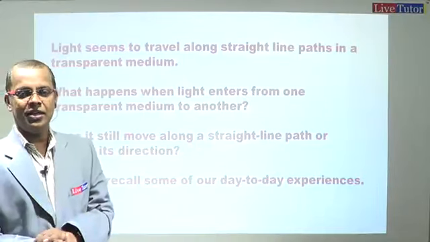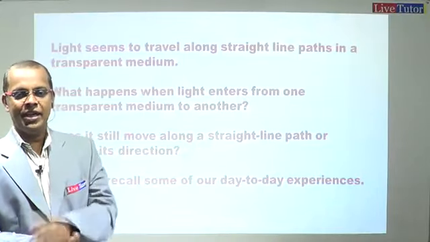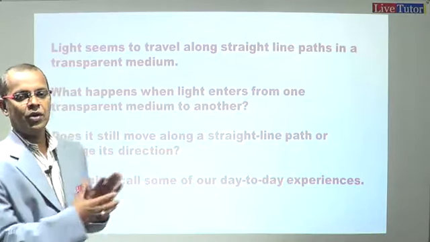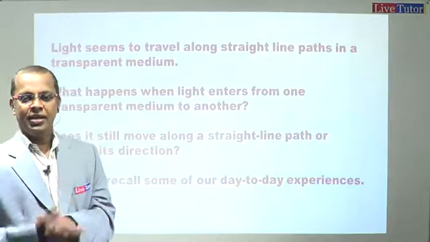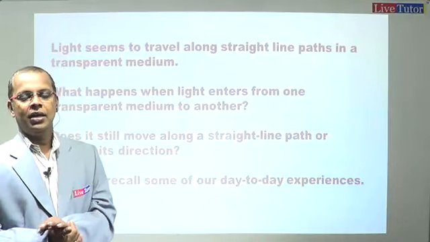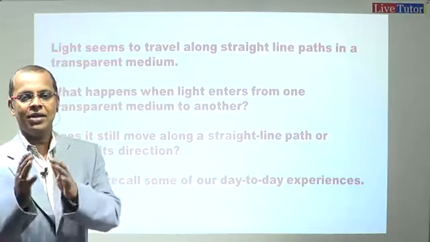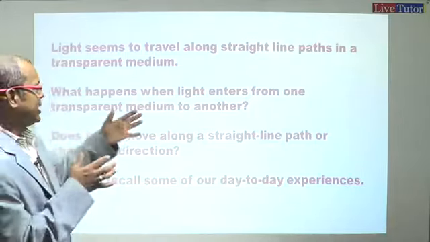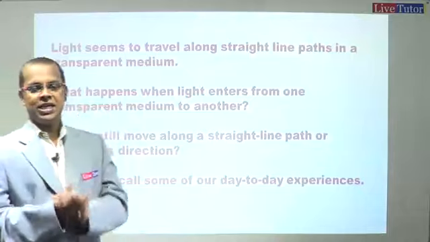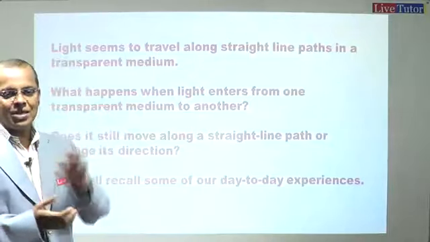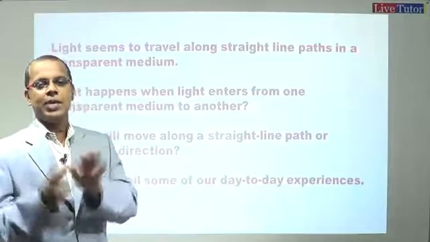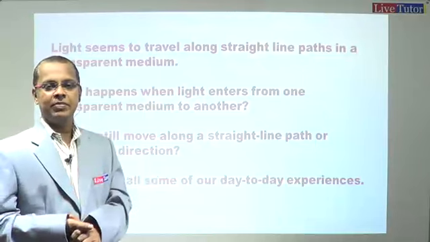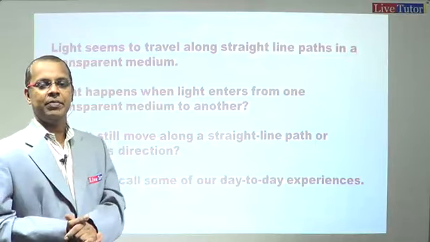Because already we have seen that light can either travel like a wave or like a particle, isn't it? Dual in nature. But here when you are talking about a transparent medium, like glass or water, we assume that light seems to travel along a straight line path. What happens when light enters from one transparent medium to another transparent medium? We are just taking an example of two transparent mediums. For example, air is a transparent medium and water is a transparent medium.